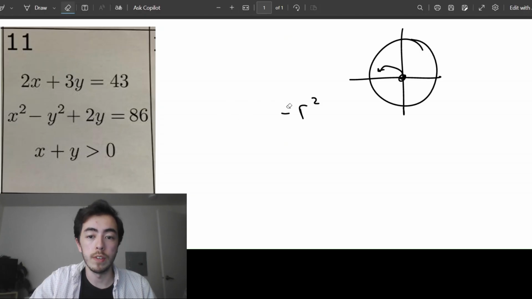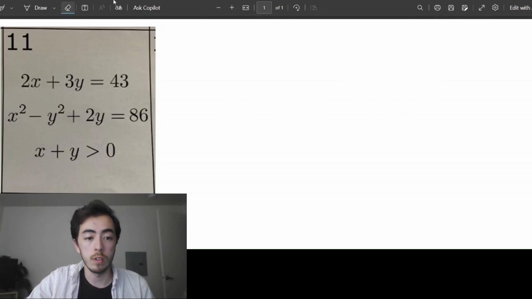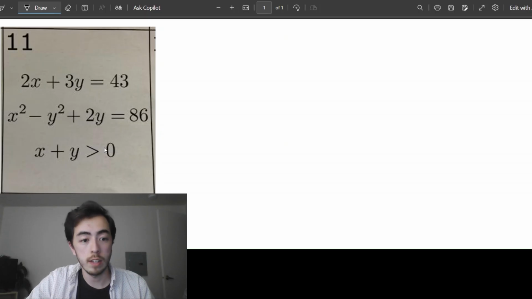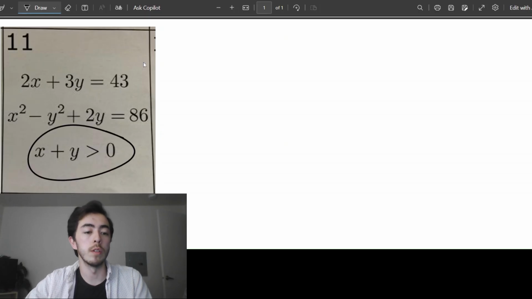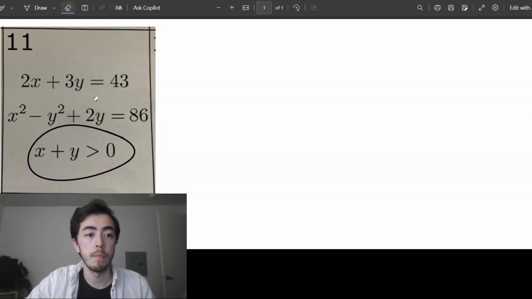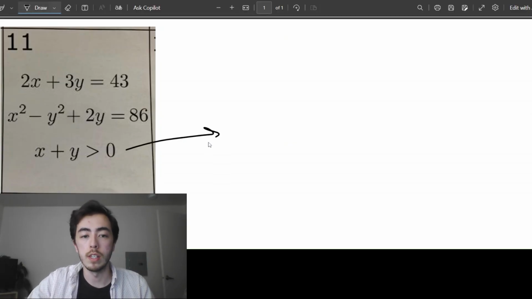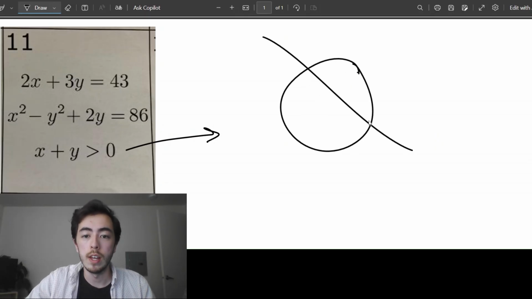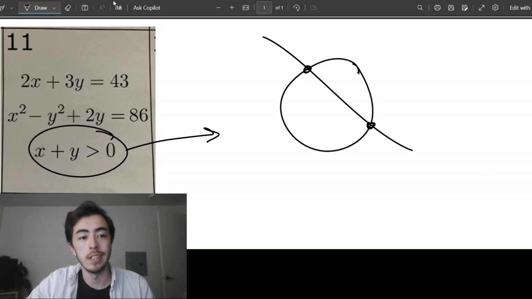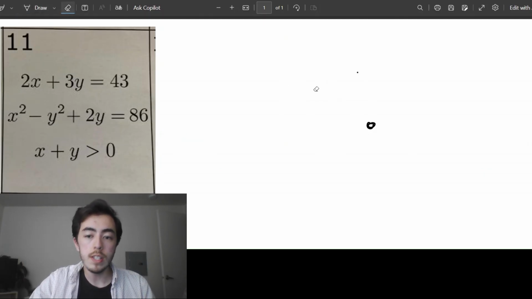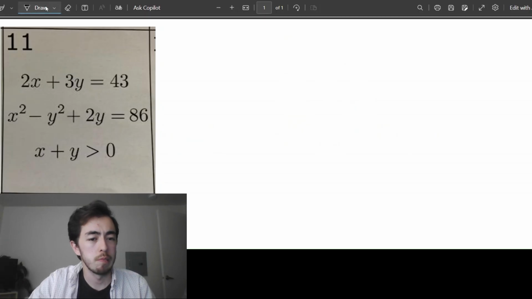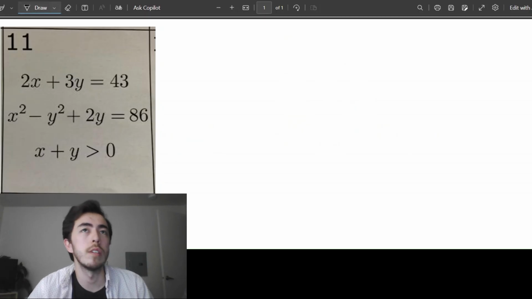Ultimately, though, once we figure out something about our line and probably our circle, we then need to solve for x, and we're going to find some kind of solution where x plus y is greater than 0. So this third condition makes me think that once we graph it, we're going to have a circle and a line, and these intersection points would give us two different solutions. And then one of these solutions just won't satisfy this condition, and the other one will. Now, before we graph it, though, I want to see if I can solve it with algebra first.